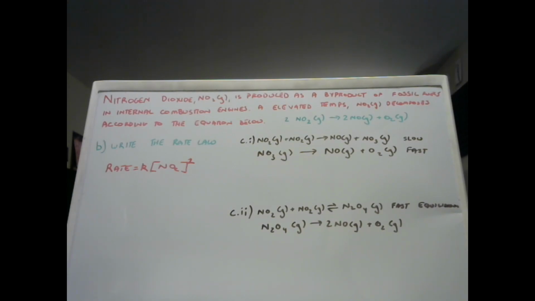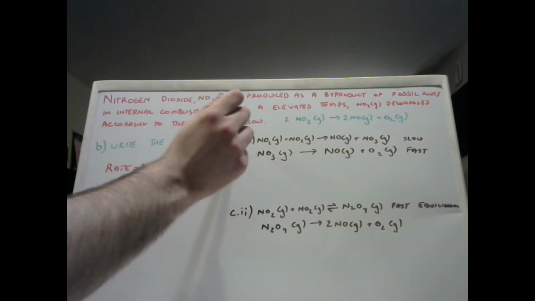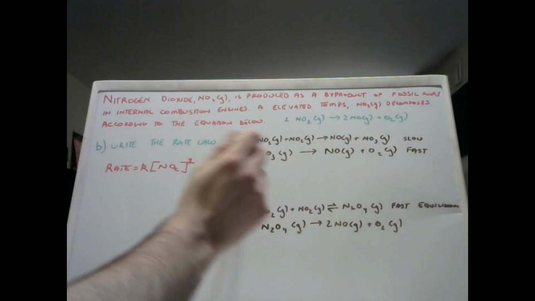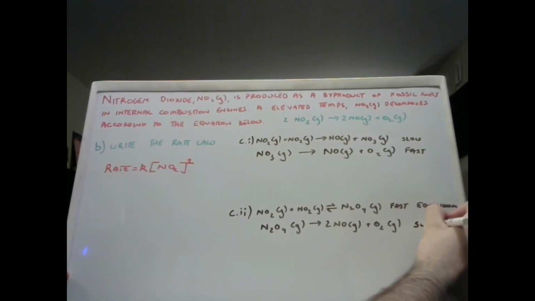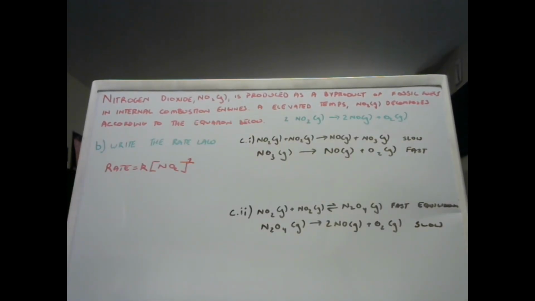Then C talks about 2 possible mechanisms for this rate law. The first is here with step 1 like this, which is slow, and step 2, which is this, which is fast. C2 has step 1 and step 2, with the second step being the slow step. Now, in order for a mechanism to be valid for a reaction, three things must be true. The first is that it needs to match the rate law. The second is that it must add up to the overall reaction.